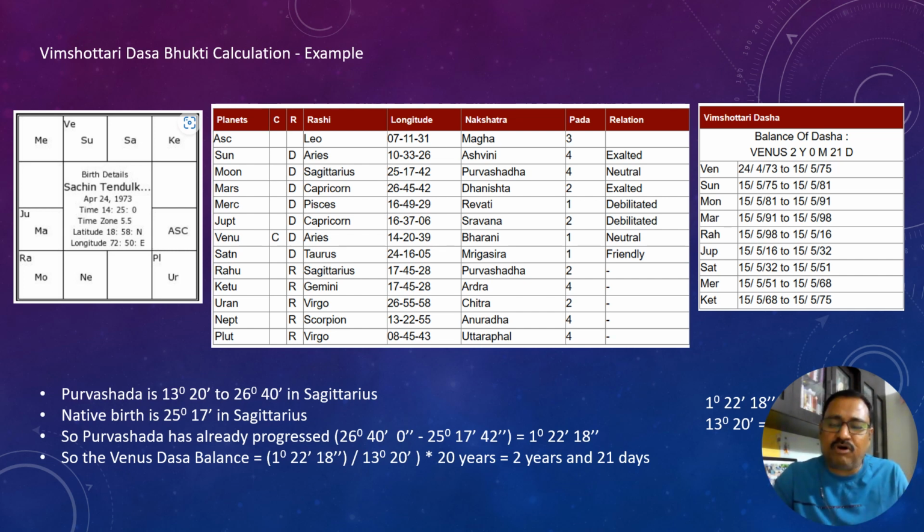If the person is born towards the beginning of the nakshatra, the person is going to enjoy the entire Dasa period of the nakshatra in which he is born. But if the person is born towards the later half, in the last pada of the nakshatra, then 3/4 of the nakshatra duration is already gone when he is born. So he is going to enjoy only the last 1/4 of the nakshatra duration. That's how dasha bhukti is calculated.